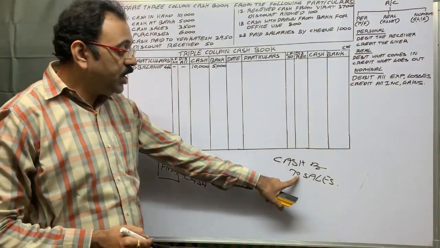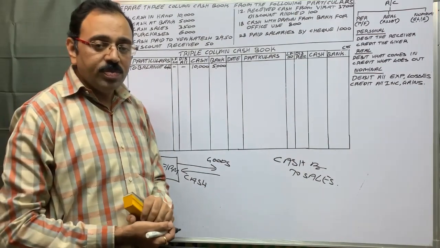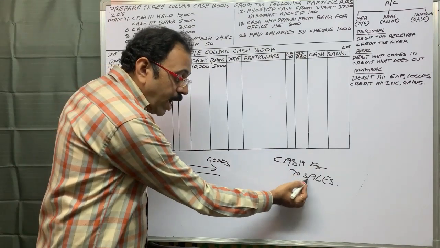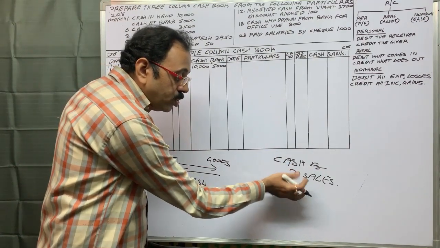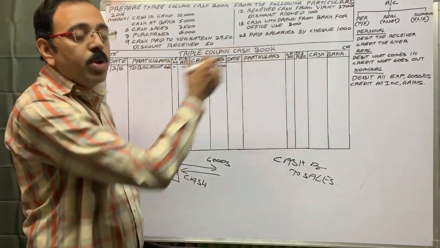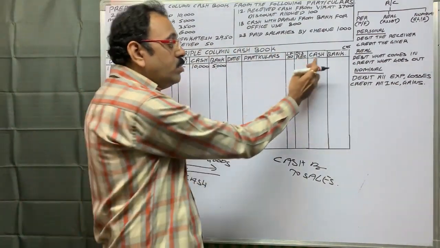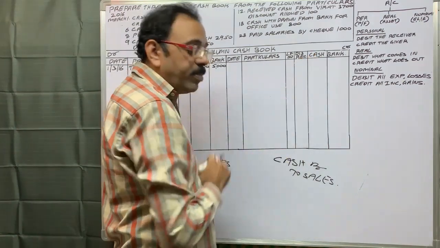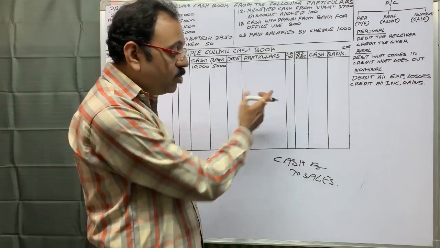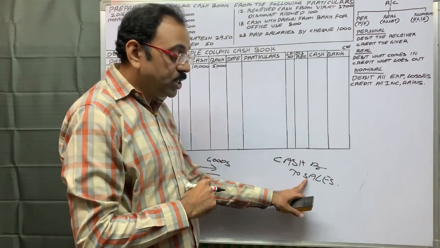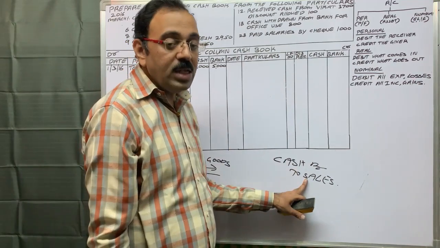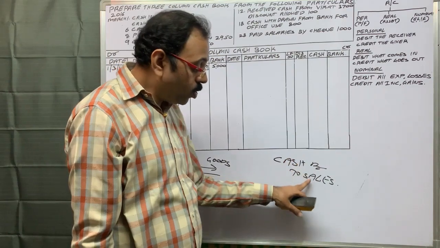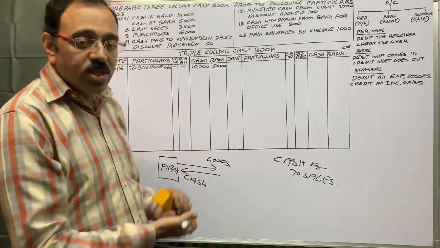Now, this journal entry we have to post in the account. How to post? Observe cash account and sales account. Out of these two, which account are we preparing in this triple column cash book? See the columns. Cash column we open. Means what? Cash account we are preparing. We are not preparing sales account in this table. We prepare sales account in another book, that is ledger. So, since cash is in debit, we have to post this entry in the debit side of this account.